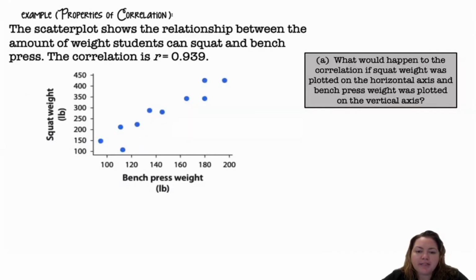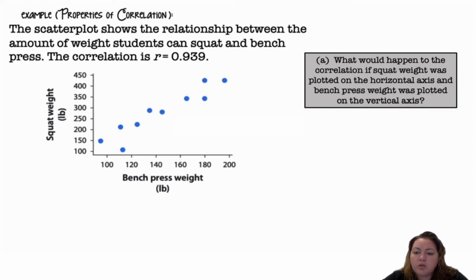All right, let's explore some of the properties of correlation. The scatter plot shows the relationship between the amount of weight students can squat and bench press. The correlation is r equals 0.939. You can see the scatter plot there, and there's a positive relationship. As they're able to bench press more weight, they're also able to squat more weight.